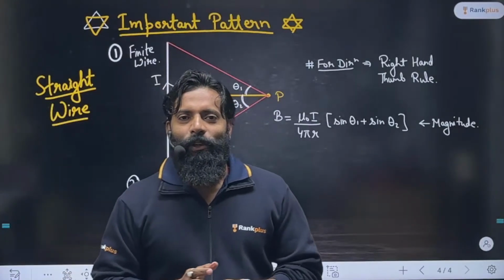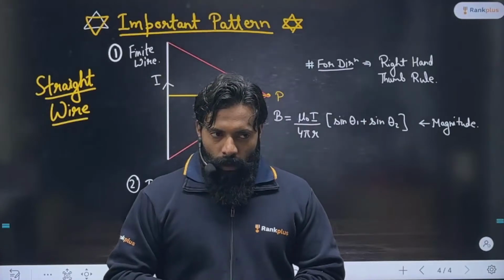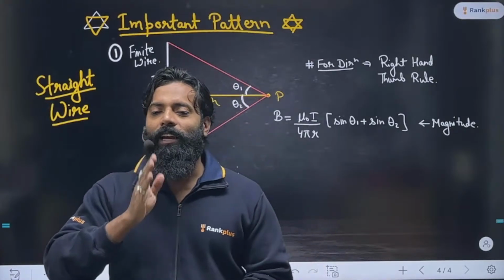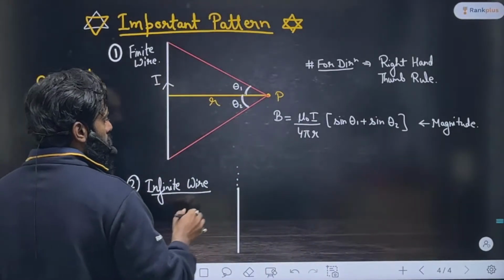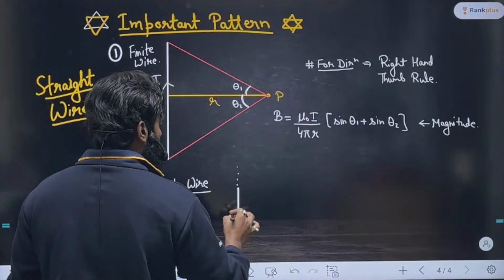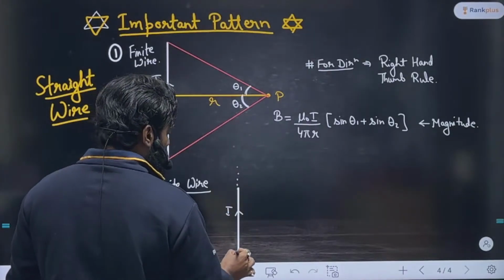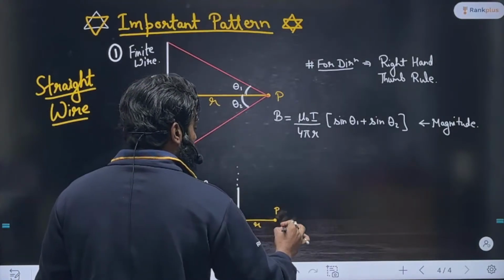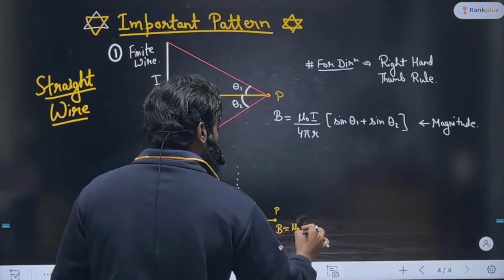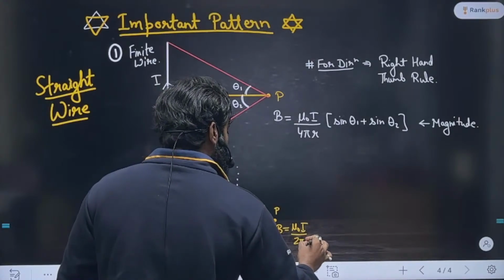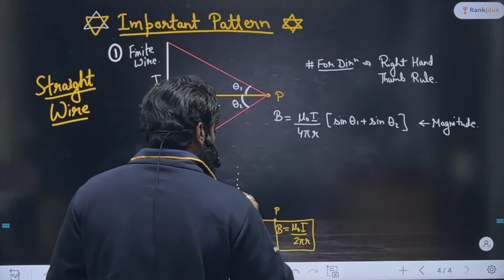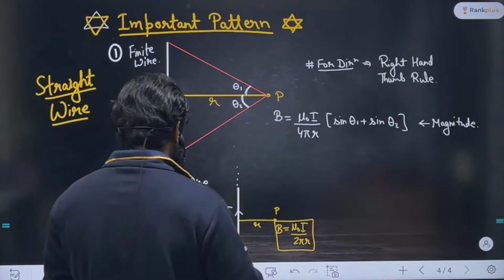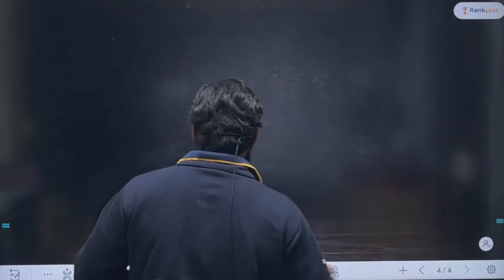Assume that you are standing in front of the Burj Khalifa. You are looking like this. The angle which you make is 90 degree. So if I'm having an infinite wire, at a distance r, at this point I'm having a magnetic field of mu naught I divided by 2 pi r. That you must know.